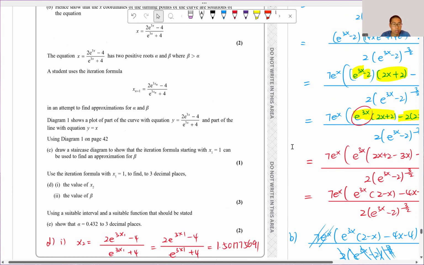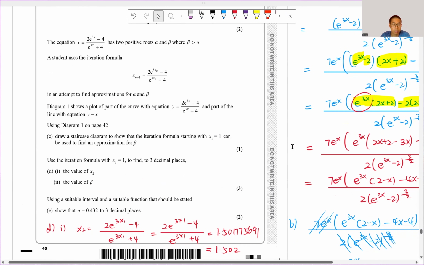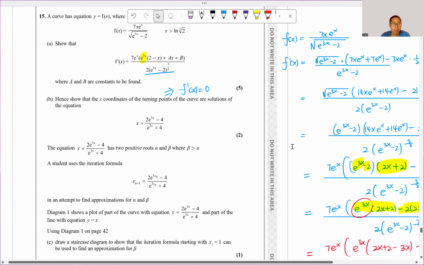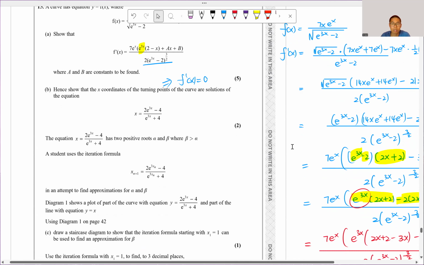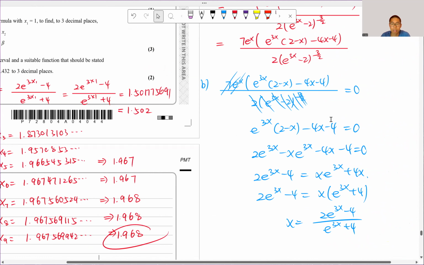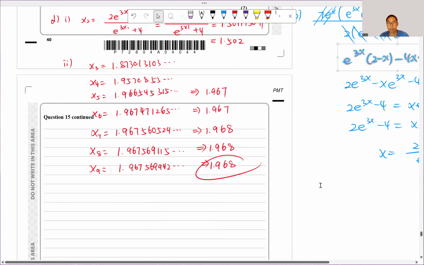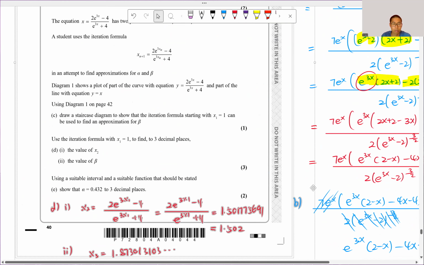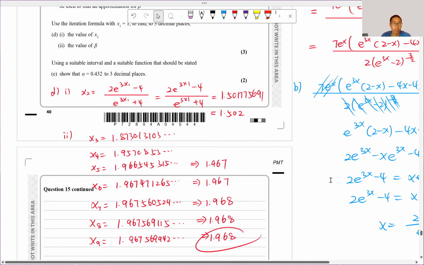And then part E: use a suitable interval and a suitable function that should be stated, show that alpha is equal to 0.432 to 3 decimal places. Okay, so how do we get alpha? We get alpha by solving the derivative equal to 0. And solving the derivative equal to 0 is just the same as solving this equation. So that's the equation we should use. And then, so we want to show it's correct to 3 decimal places, so we should use the upper bound and lower bound for 0.432.